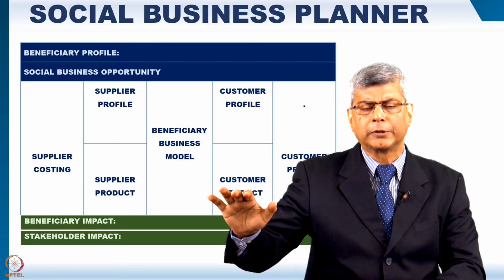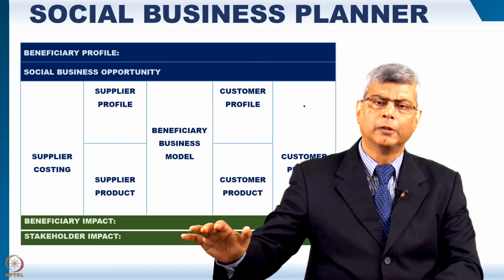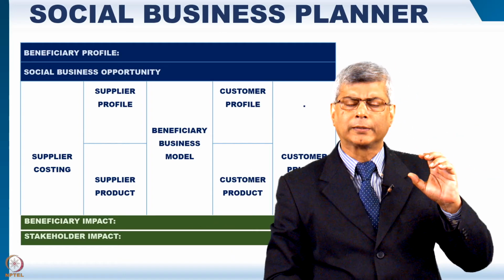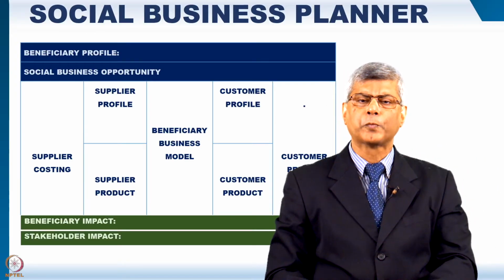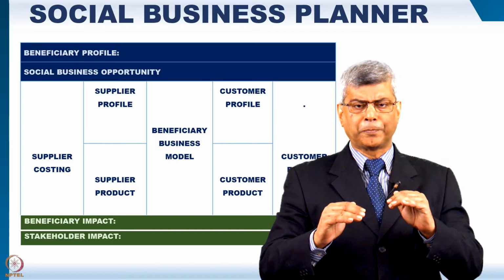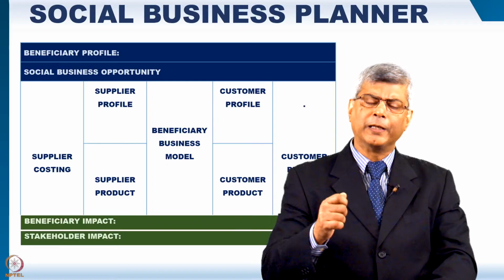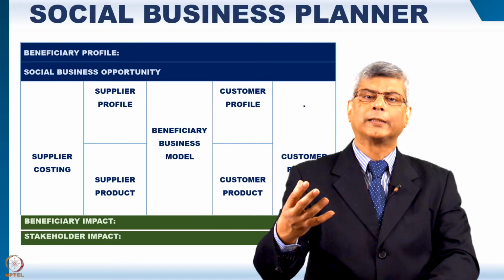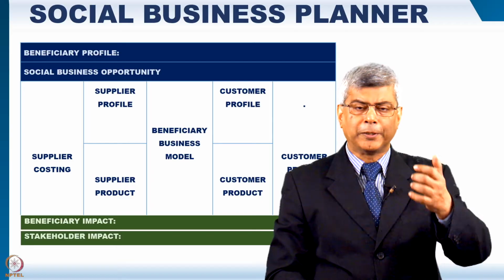And then slowly, like a normal business plan, it gets into what is the business model of the social entrepreneurs. Who will be the customers? What will be the customer product? What is the customer pricing? And then on the supplier side, who are the suppliers, the raw material, and the cost of the raw material. And then you also have to plan what is the impact on the beneficiary and what is the impact on other stakeholders. The other stakeholders can be society at large, or it could be the planet.